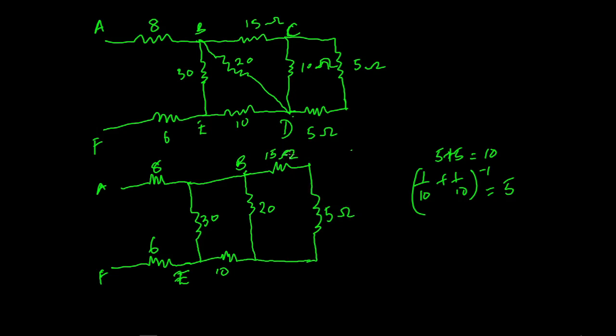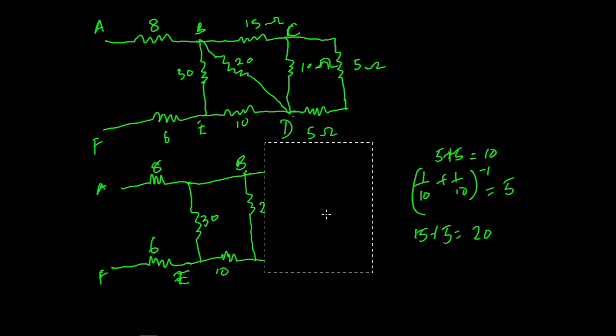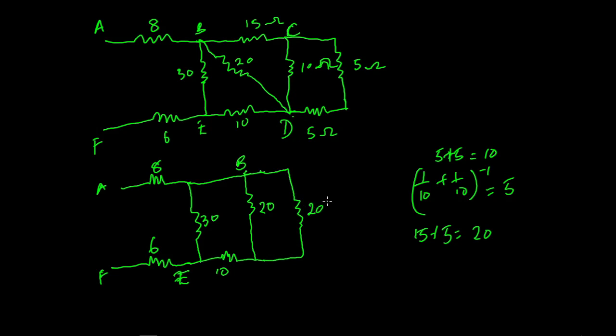Now this 15 ohms is in series with this 5 ohms. So that means the total value is going to be 15 plus 5, and that's going to give us 20 ohms. We can simply replace these two with a single 20 ohms resistor. Don't forget this is 20. And we are replacing those two resistors with a single 20 ohms resistor.